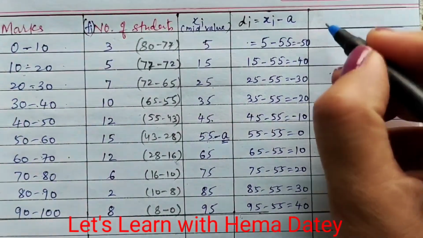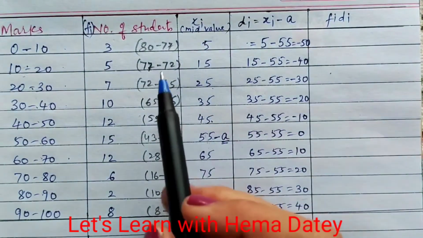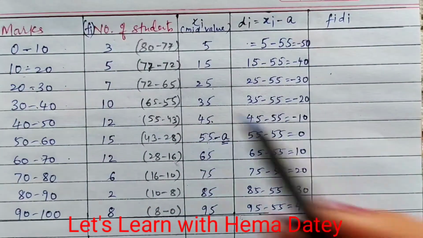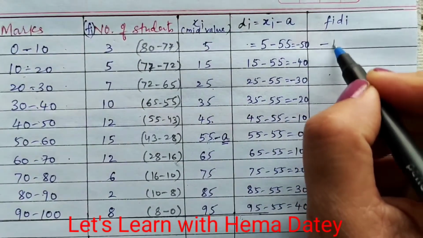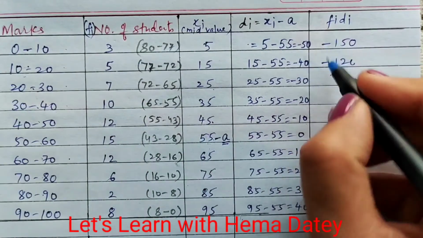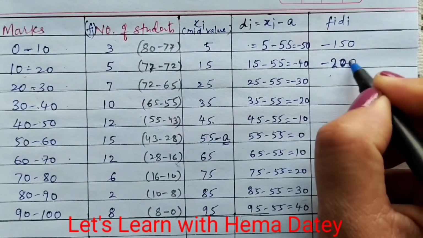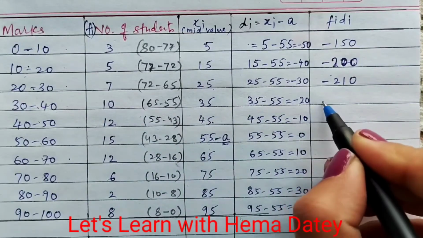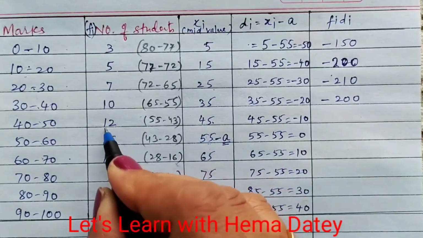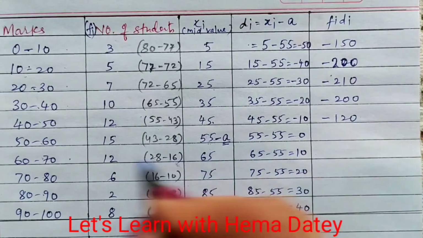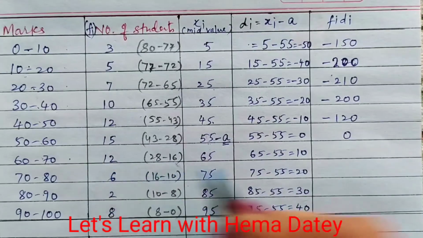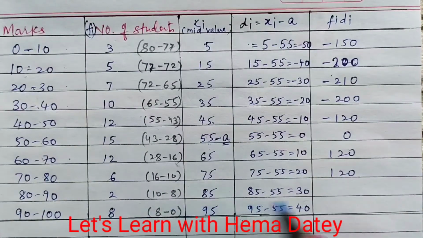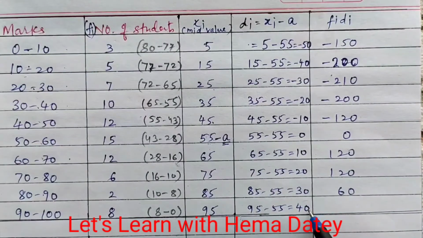Last column, fi di. Here we have to multiply the values of this column and the values of this column. 3 into minus 50 is minus 150. 5 into minus 40 is minus 200. 7 into minus 30 is minus 210. 10 into minus 20 is minus 200. 12 into minus 10 is minus 120. 15 into 0 is 0. 12 into 10 is 120. 6 into 20 is 120. 2 into 30 is 60. 8 into 40 is 320.